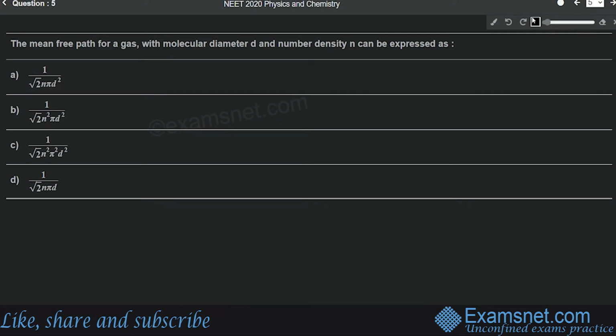Question number 5 is from the chapter Kinetic Theory, and the question is: the mean free path for a gas with molecular diameter small d and number density small n can be expressed as. So this is a direct formula based question. You have to remember the formula for mean free path, that is written as lambda, and that is equal to 1 by root 2 n pi d square, where small d is the diameter and n is the number density. So out of the given options, option A will be the correct answer.